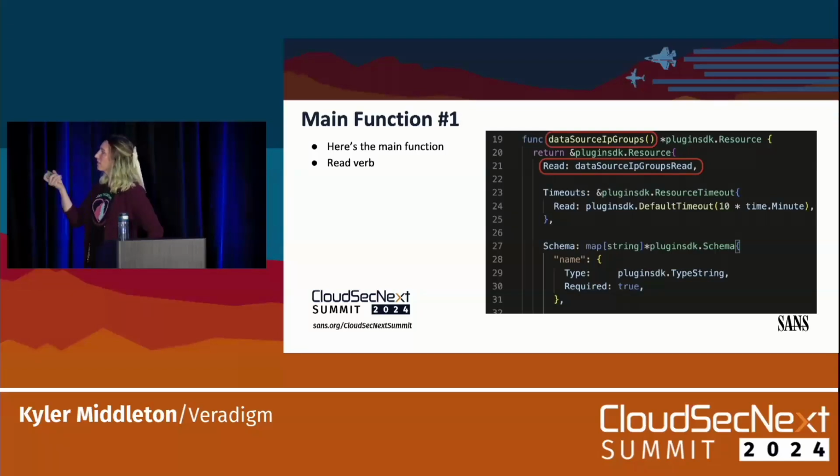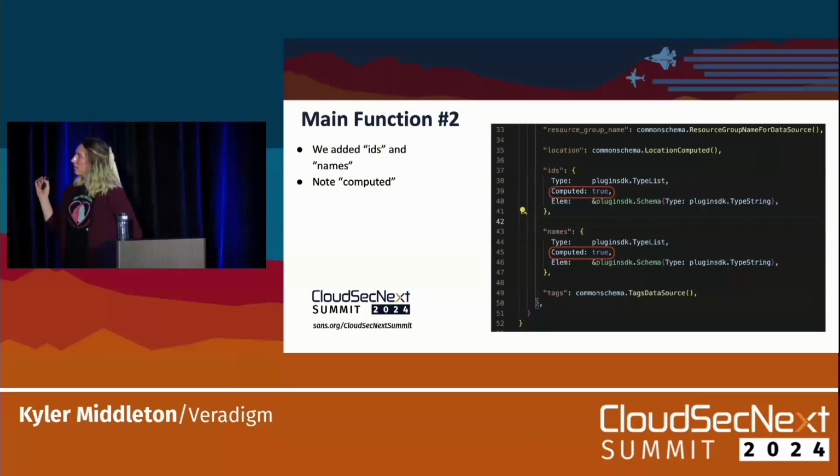And the line 21 there that's highlighted is the first CRUD operation, and data calls only have one. They just have read. And it calls that child function, data source IP groups read. There's some other stuff down below that's the schema for this data source, for this resource, that's populated and returned when Go runs it. We'll talk about that a little bit more later.